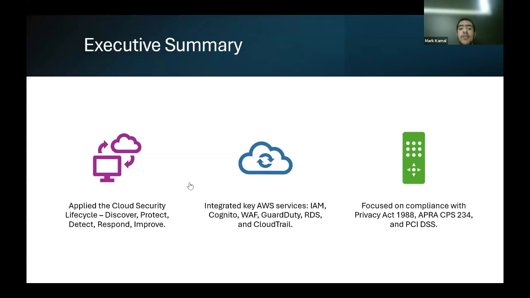The design applies layered security using several AWS services. We use IAM and Cognito for identity and access management, WAF and Shield for web and DDoS protection, GuardDuty for threat detection, and CloudTrail for auditing and monitoring. Our architecture aligns with the Privacy Act 1988, APRA CPS 234, and PCI DSS, ensuring the system meets both technical and legal compliance standards for the financial sector.